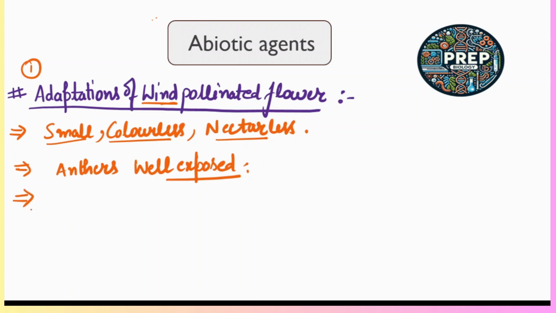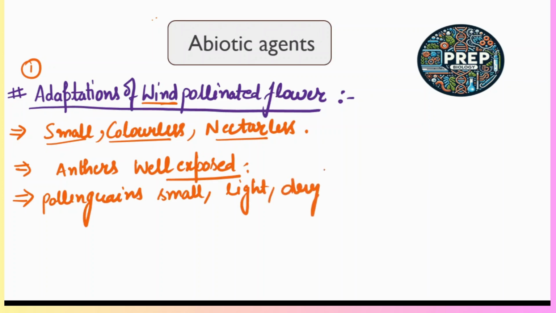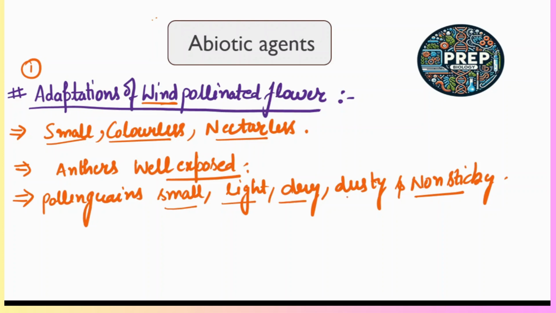The third feature is the pollen grains. Pollen grains are small, light, dry, dusty in nature and non-sticky. So these all are the features of the pollen grains. Why non-sticky and why are they small, light, dry? So that they can easily move from one plant to another plant with the help of wind.